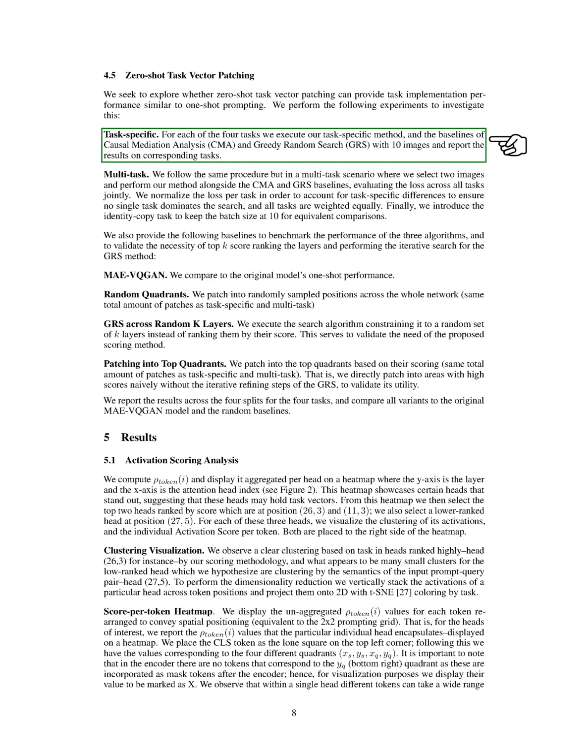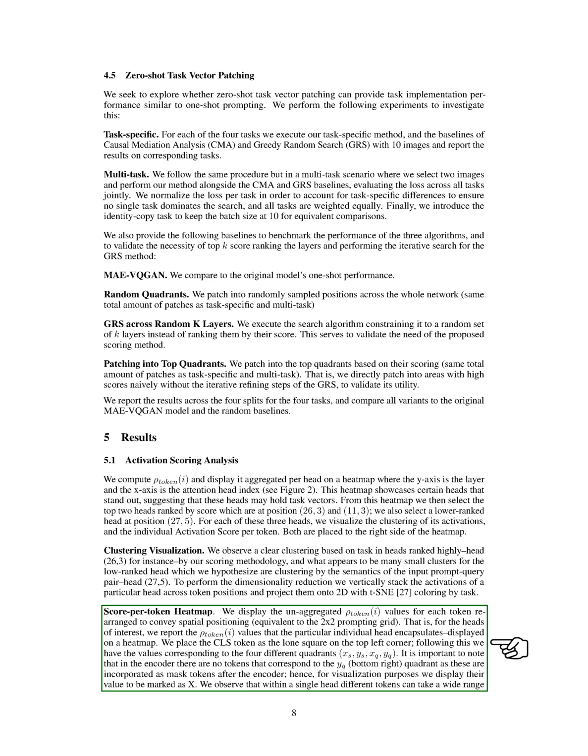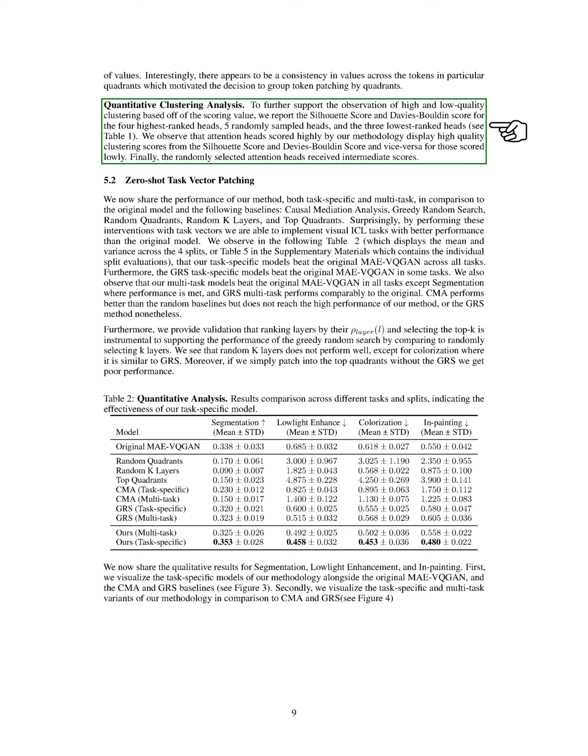We conduct task-specific experiments for each of the 4 tasks and multitask experiments with 2 images, comparing our method to baselines like causal mediation analysis, CMA, and greedy random search, GRS. We introduce the identity copy task to ensure fair comparisons. Additionally, we analyze activation scoring to identify heads that may contain task vectors. We visualize clustering based on tasks in highly ranked heads and observe consistency in values across tokens in specific quadrants. We also perform quantitative clustering analysis using silhouette score and Davies-Bouldin score to validate the quality of clustering based on scoring values.